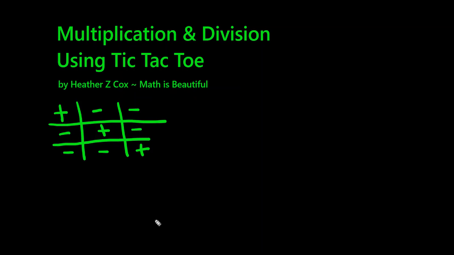Now, if you don't want to draw the board that way, you could just write: positive, positive, positive, negative, negative, negative, negative, negative, negative. What's happening here is this final column would be the product if you were multiplying. So if I take a positive times a negative, I get a negative. If I take a negative times a positive, I get a negative. And if I take a negative times a negative, I get a positive.